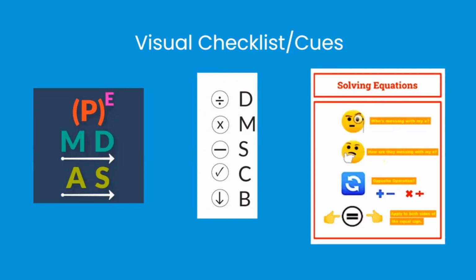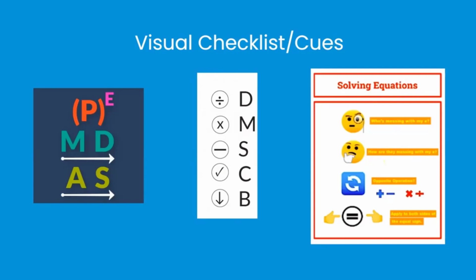The center image is sequencing buttons for long division. And again, these buttons allow the student to touch with their non-dominant hand and do the steps with their other hand to help them remember which one goes next.